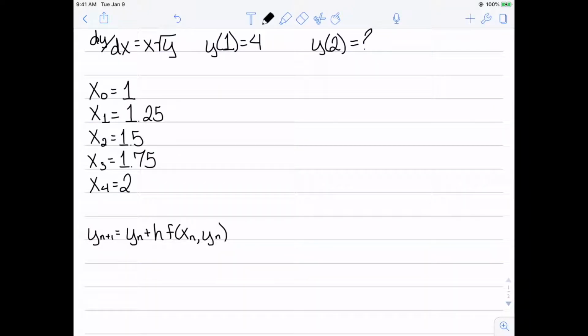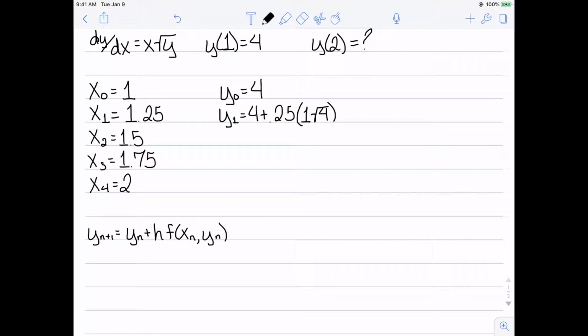And as a reminder, the general formula y sub n plus 1 is equal to yn plus h times f of xn, yn, where in this case, f of x, y is x square root of y. We know that y0 is equal to 4, and so we can use that to help us find y1.